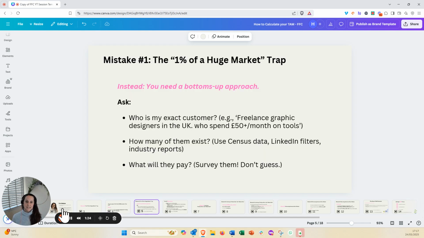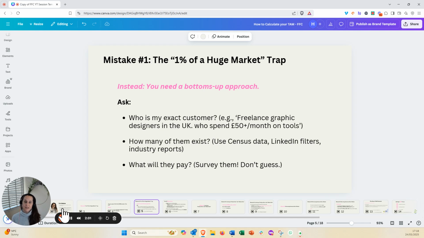So what you actually need is this bottoms up approach. And what bottoms up means is that you look specifically at who your target customers are. So for example, if it's freelance graphic designers in the UK who spend £50 a month on tools, that's your target audience. So first of all, you have to figure out how many of them exist. And you can look on Statista, do some census research, look at LinkedIn filters, look at industry reports, and then use that data to compile who your potential target audience is.